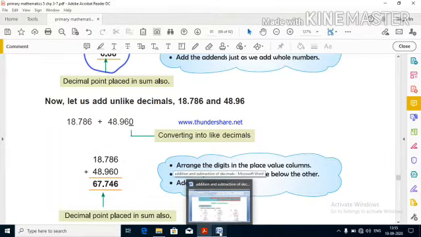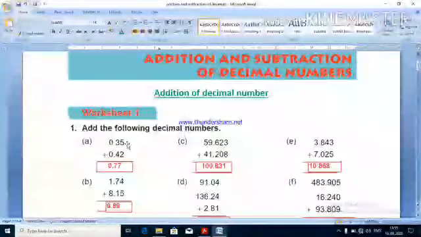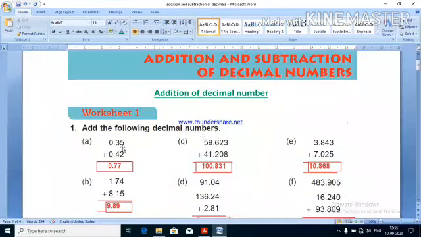Okay, so your worksheet 1 is: add the following decimal numbers. These numbers are arranged in columns, and we have to add them. Firstly, we add the decimal numbers. 0.35 plus 0.42. This gives you 5 plus 2 is 7, 3 plus 4 is 7, and 0 plus 0 is 0. Okay.